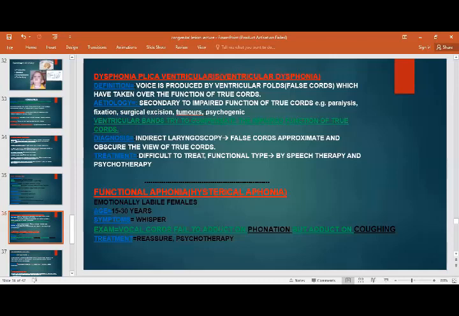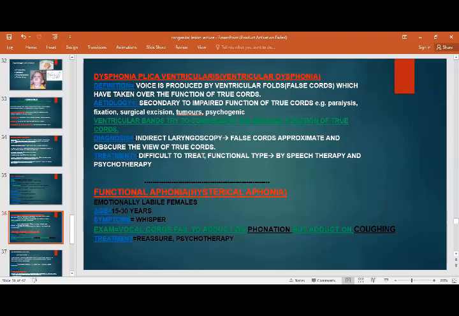Basically, secondly, impaired function of the true cord, like paralysis, fixation, all the causes which occur. And how will you diagnose? We will diagnose with all those investigations which we have just discussed. The treatment is difficult because it is a functional type; in most cases the treatment is speech therapy and psychotherapy. And functional aphonia, hysterical aphonia, mostly occurs in young females.